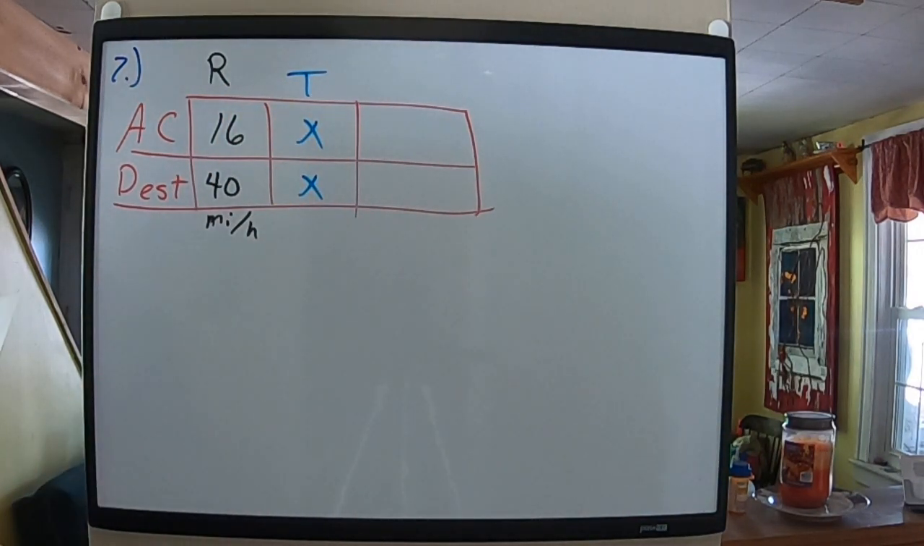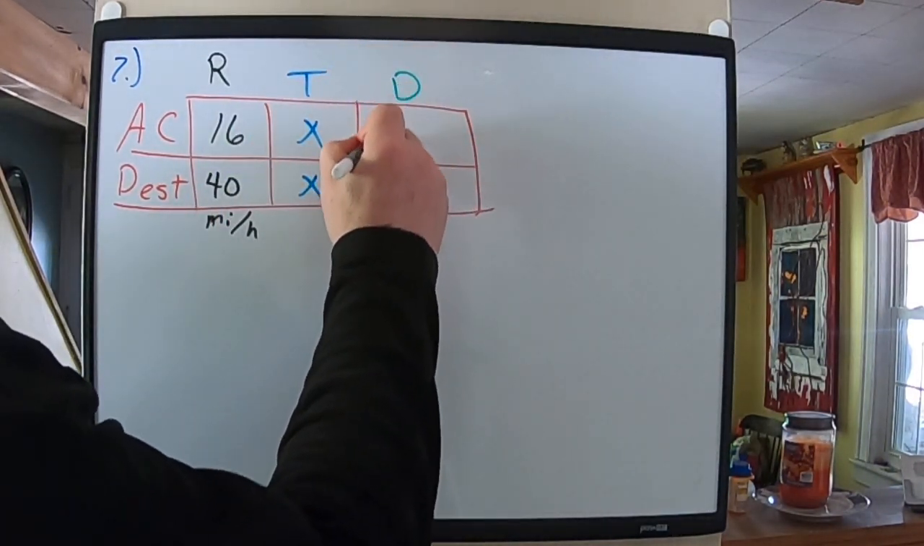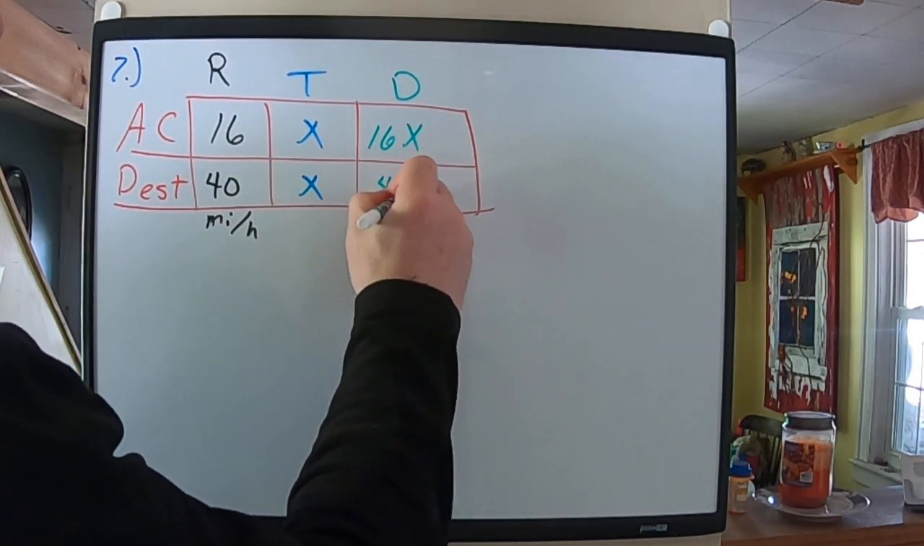So time is still x. Later I have some where x is not the same, we'll talk about that. And we also have distance, 16x and 40x.